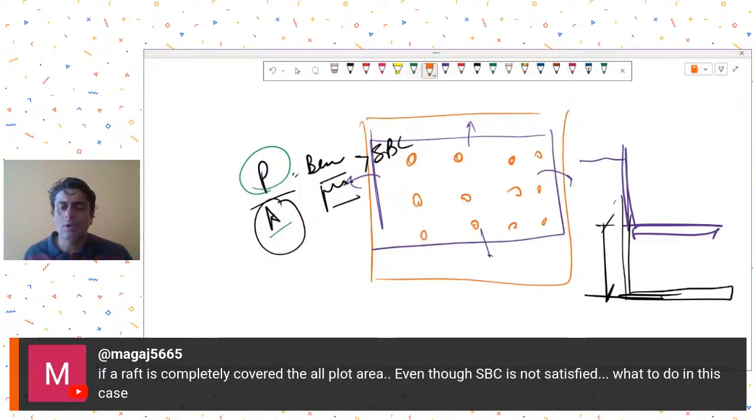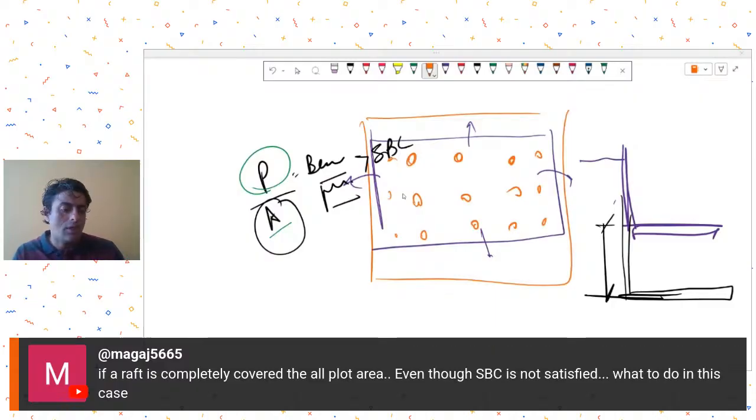Generally in tall buildings, what they do is that the basement area is limited, and the raft is provided on the basement area. But beyond that, they will add piles because the bearing pressure is not satisfying the SBC criteria. So you may have to add piles below the raft. So it becomes a raft pile system. It's a common practice adopted in such situations.